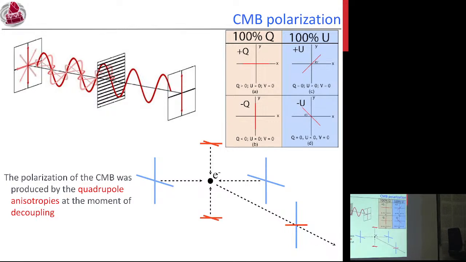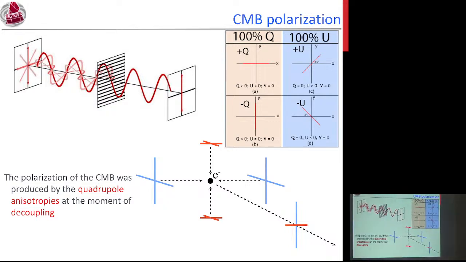So there is a quadrupolar anisotropy at the last scattering surface. So there are two red spots, and because of the scattering of the electrons through Thomson scattering, we see a net polarization. The net polarization of the CMB is around 10%.